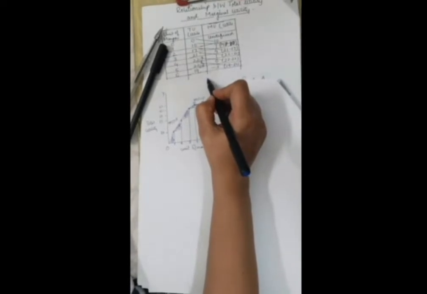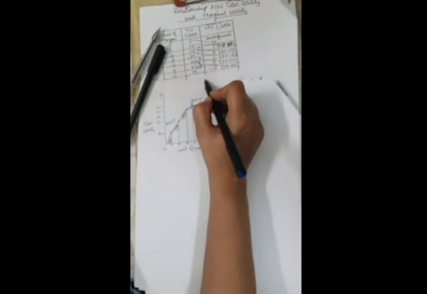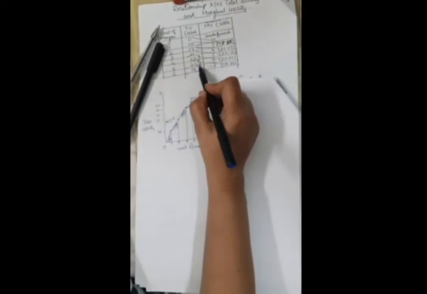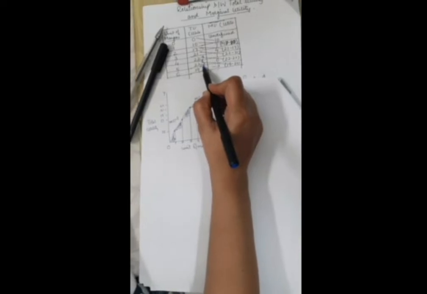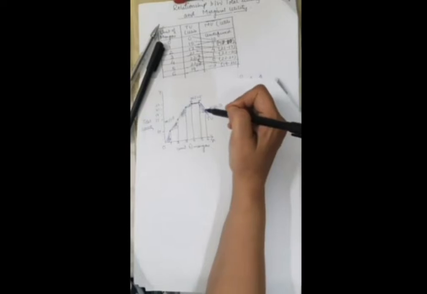And that is what we are talking about. The assumption was that a balanced consumer would like to maximize his total satisfaction. This is a point where he is maximizing his total satisfaction. He won't like to go beyond this. This is all for the total utility diagram.